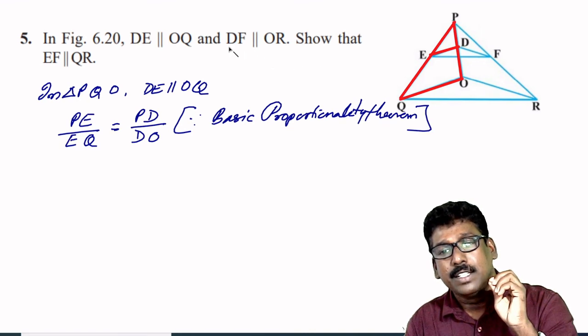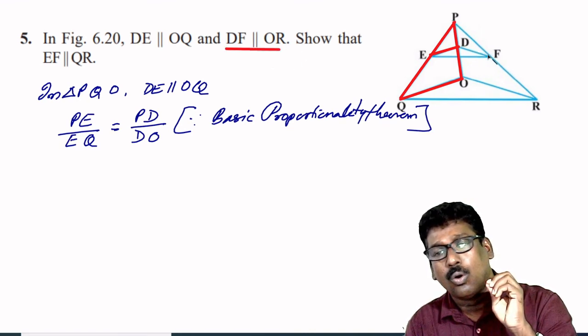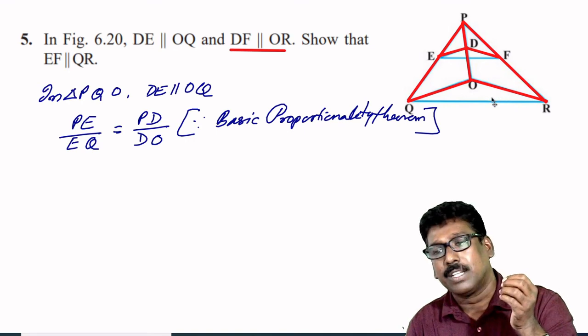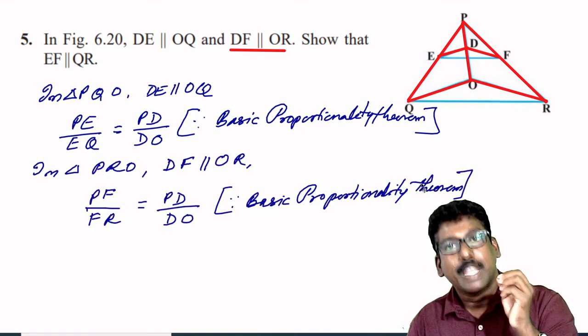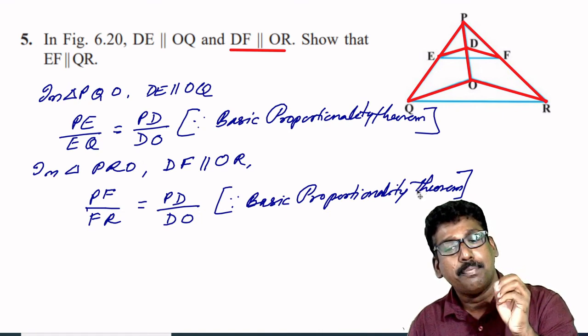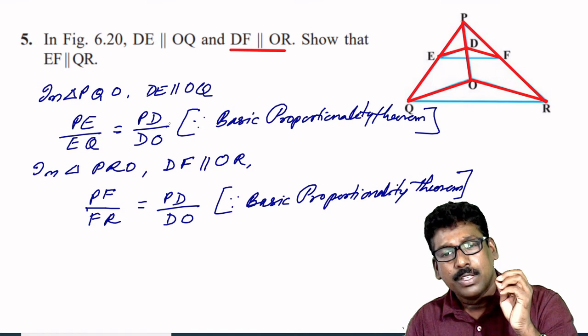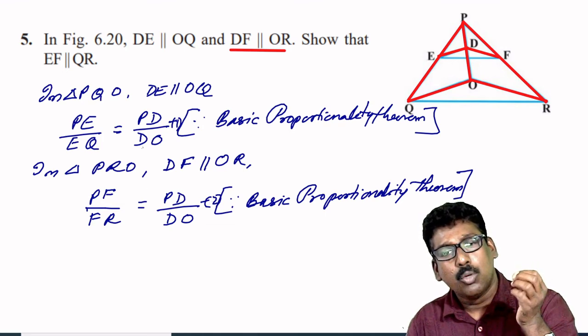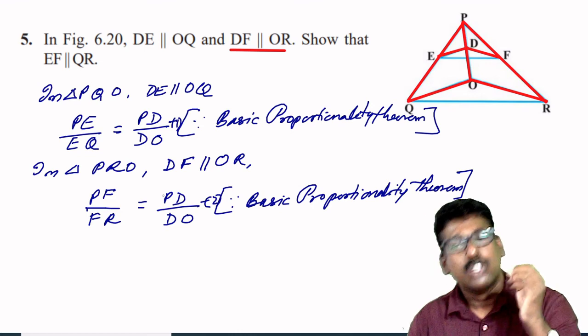Now, what is the next condition? DF is parallel to OR. That is, DF and OR are contained in triangle PRO. So write the basic proportionality theorem for triangle PRO. In triangle PRO, DF is parallel to OR. Therefore, PF by FR is equal to PD by DO by basic proportionality theorem. Now, the first ratio we take as 1 and the second ratio as 2. From 1 and 2, what can you write? Here, both RHS are PD by DO, PD by DO. So the LHS must be equal.